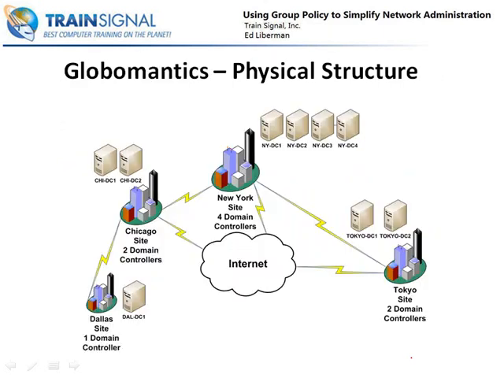Now here again, we have the Global Mantics physical structure. We have the New York office, so this is one location that is connected by a high-speed connection within the network. And we have 4 domain controllers in New York. We'll just simply call them New York DC 1, 2, 3, and 4. And then we have the Chicago site. And the Chicago site has 2 domain controllers, Chicago DC 1 and 2.